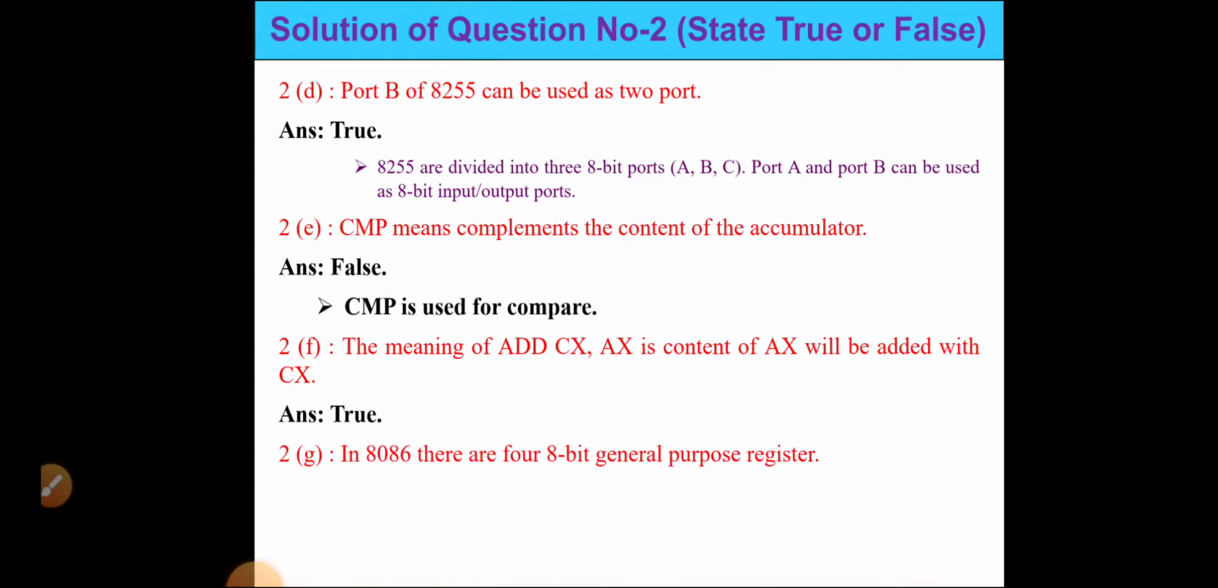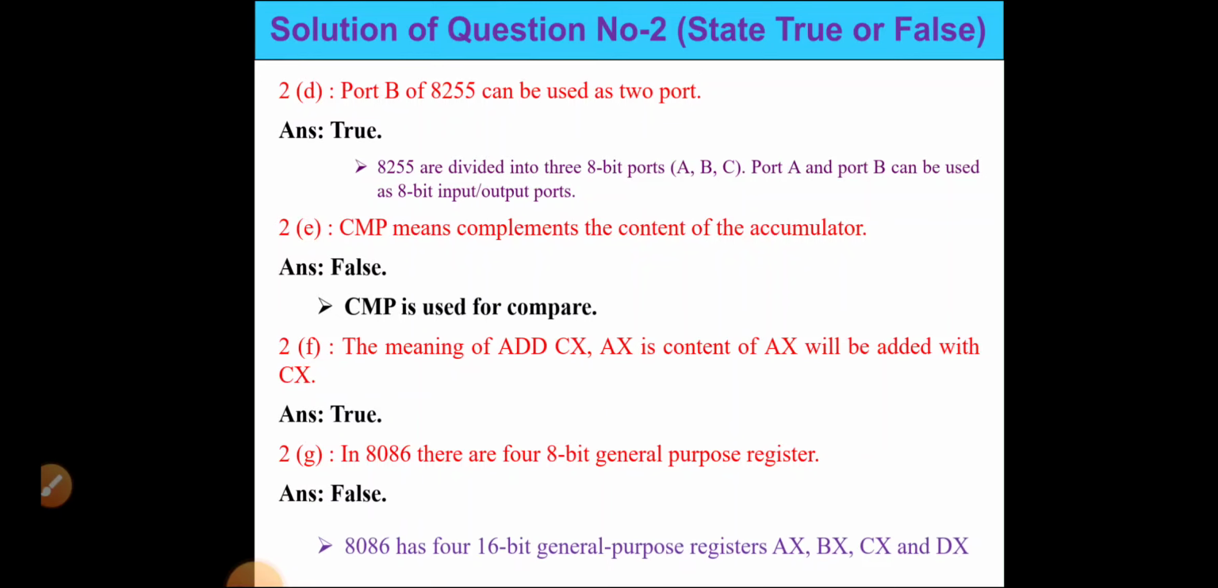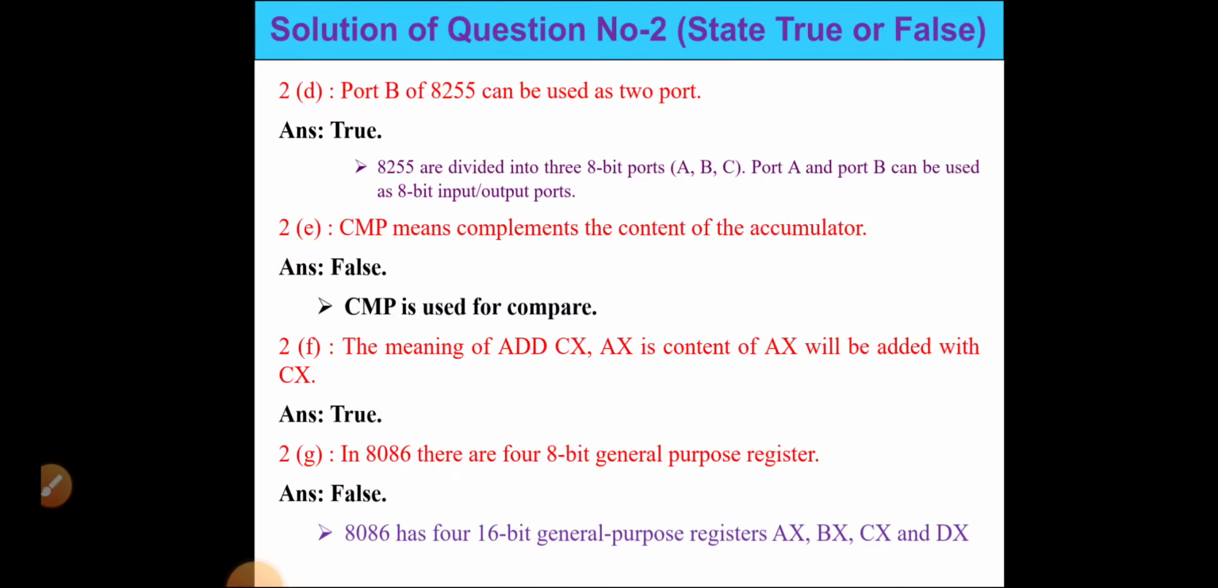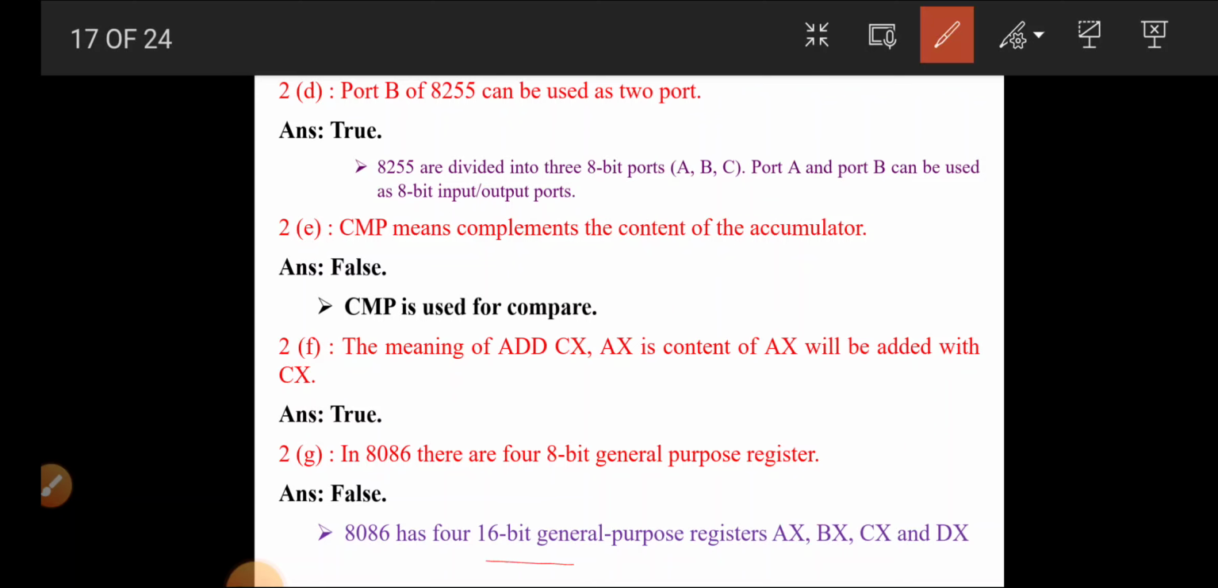In 8086 there are four 8-bit general purpose registers. This is false, because the 8086 has 16-bit registers. Here it is not 8-bit, it is a 16-bit general purpose register. So there are four 16-bit general purpose registers in the 8086 microprocessor, called AX, BX, CX and DX, not 8-bit. So this statement is false.